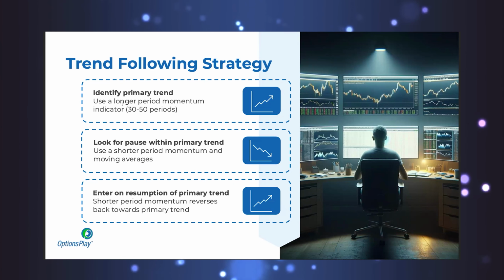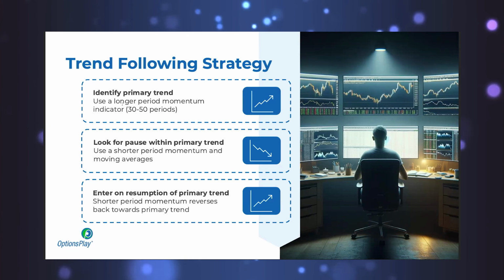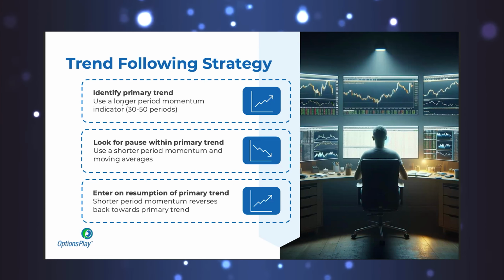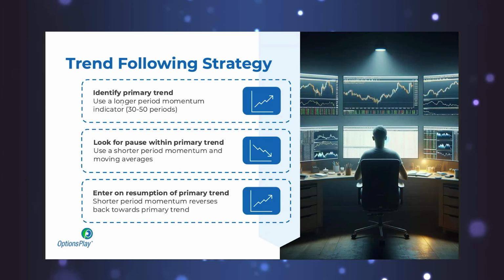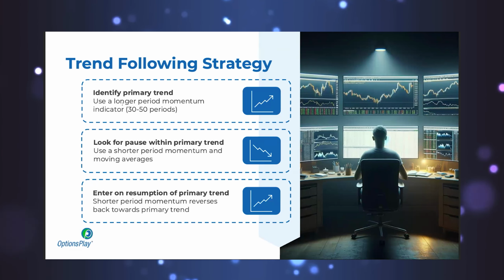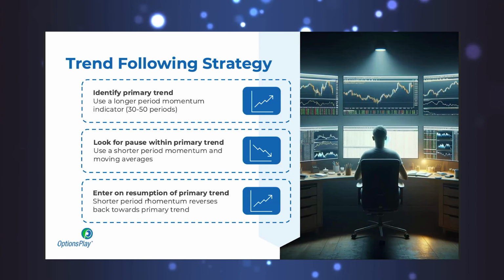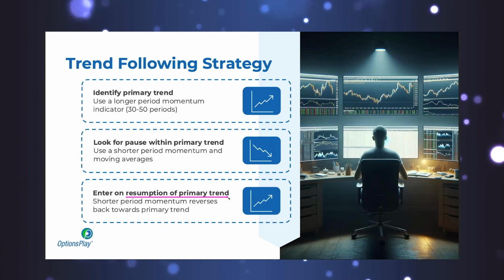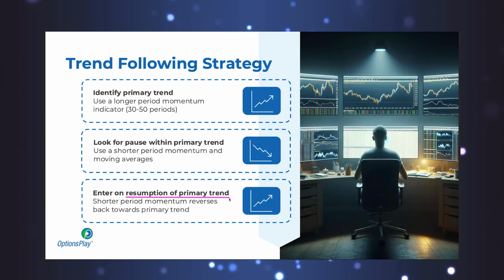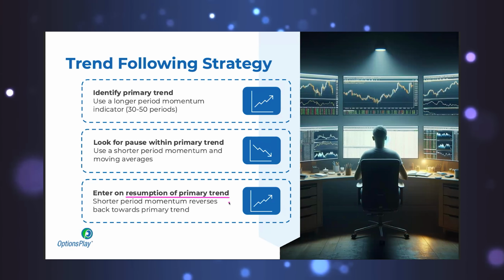So positive or negative momentum would suggest either a bullish or bearish trend. And then what we're looking for is a pause in that overall trend. We're looking for either a shorter term momentum or some type of moving average that tells us that the primary trend has either consolidated or paused. And that's going to give us the signal to potentially look at entering that primary trend. What we're looking for is a resumption of that primary trend, so a moving average or short period momentum to reverse back towards the primary trend.